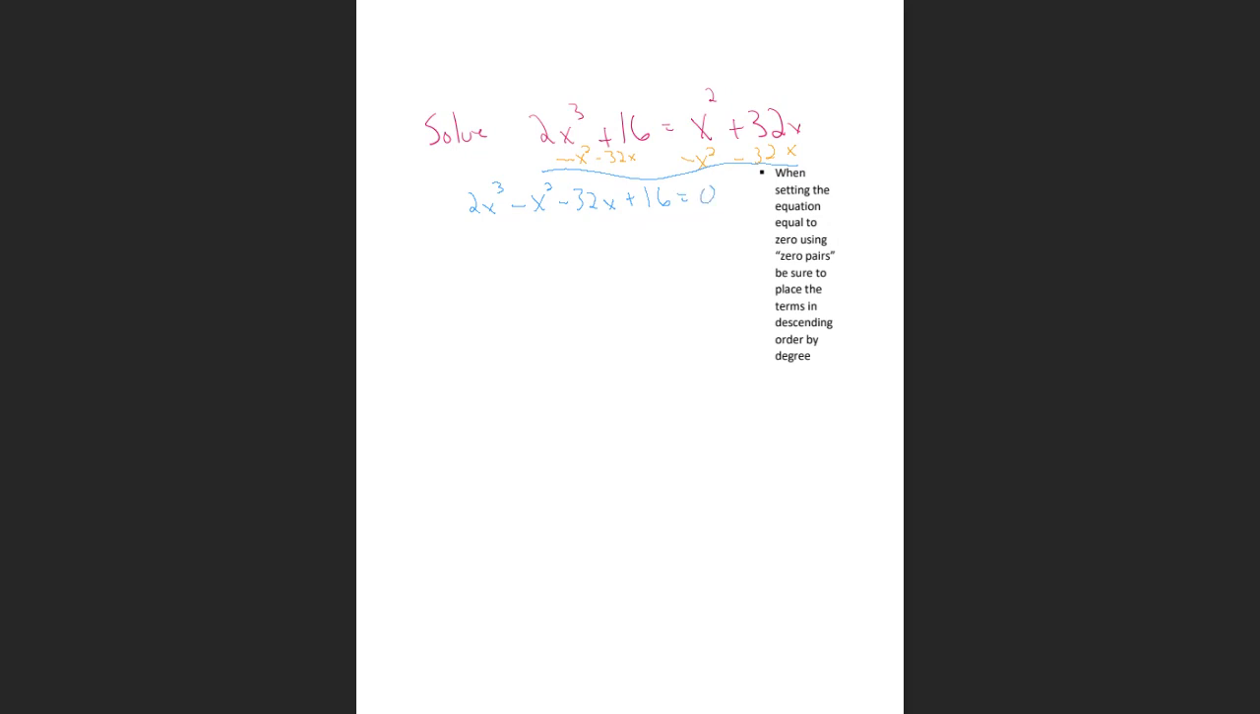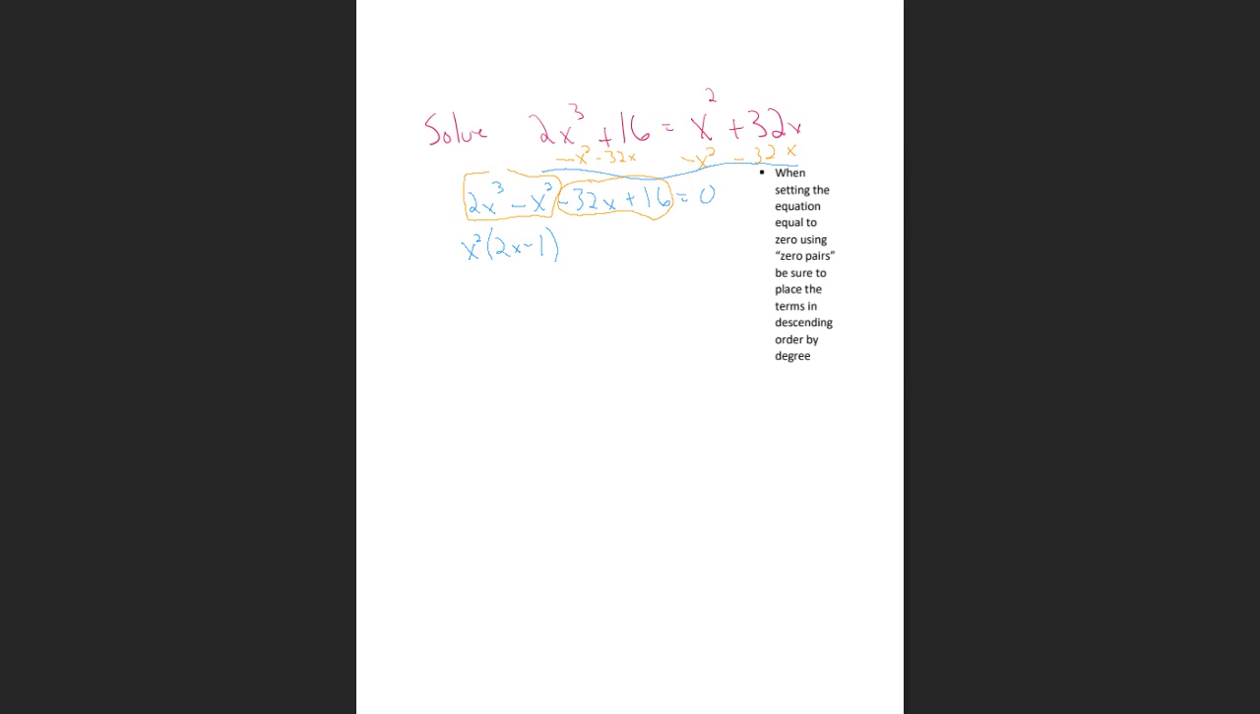So I should now be able to use the box method for grouping. So I want to group the first 2 and the second 2. And again, we're just looking for the GCF of each one of those pairs. So again, we do see an x squared that's going to come out. That's going to leave me a 2x minus 1. Because remember, if you multiply this back through, it should give you the original binomial. x squared times 2x does give me 2x cubed, and x squared times that negative 1 does give me that negative x squared.